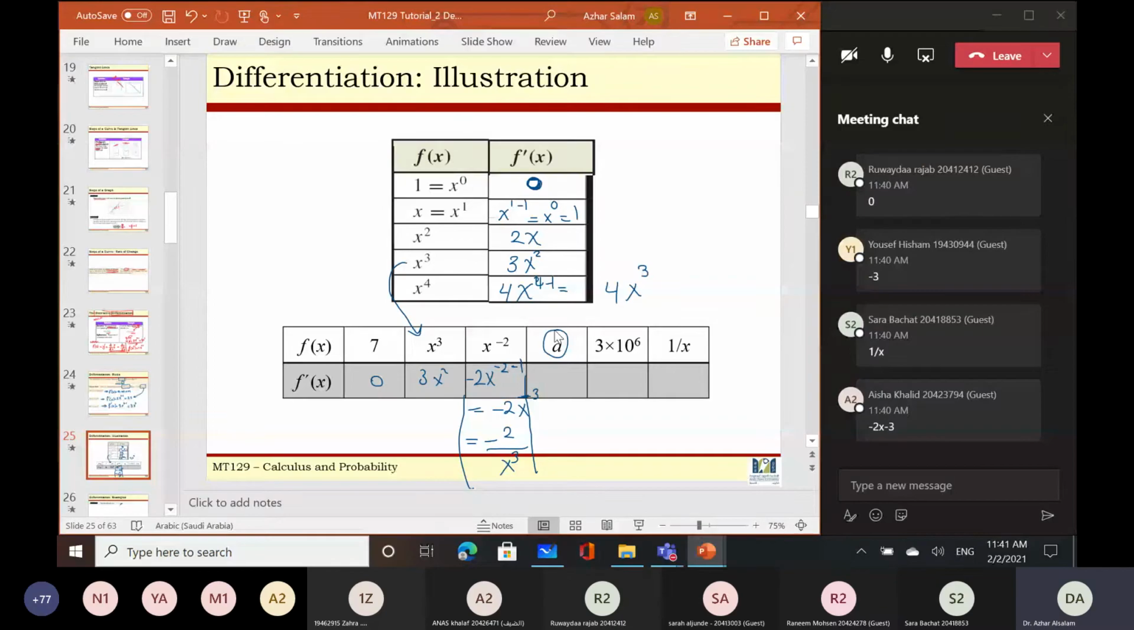A is any real number. No, not 1, it's 0. The derivative of any constant is 0. Here, 3 multiplied by 10 to the power 6. I don't have any variables here, so it's only a number. What's the derivative? Yes, it's also 0. I don't care about any combinations of numbers. It's only numbers without any variables. I don't have x here.